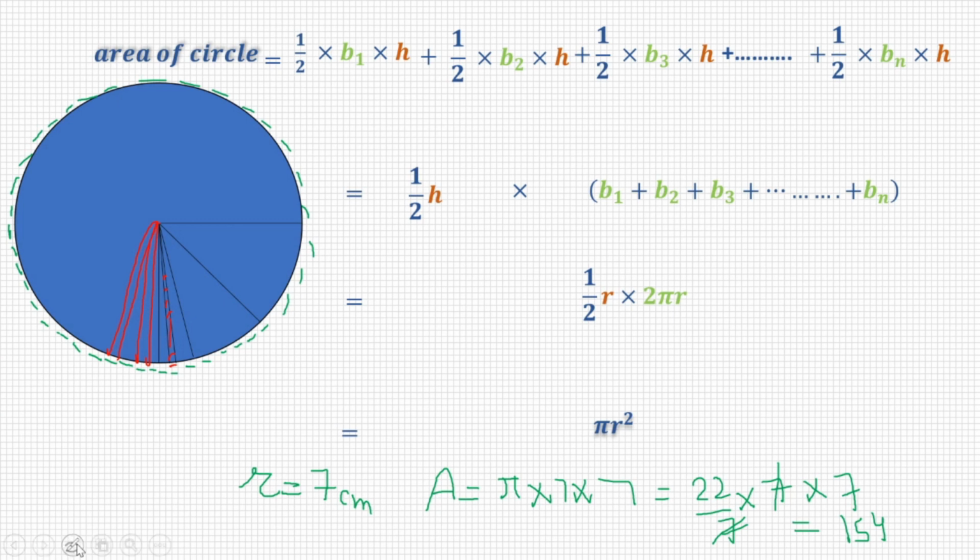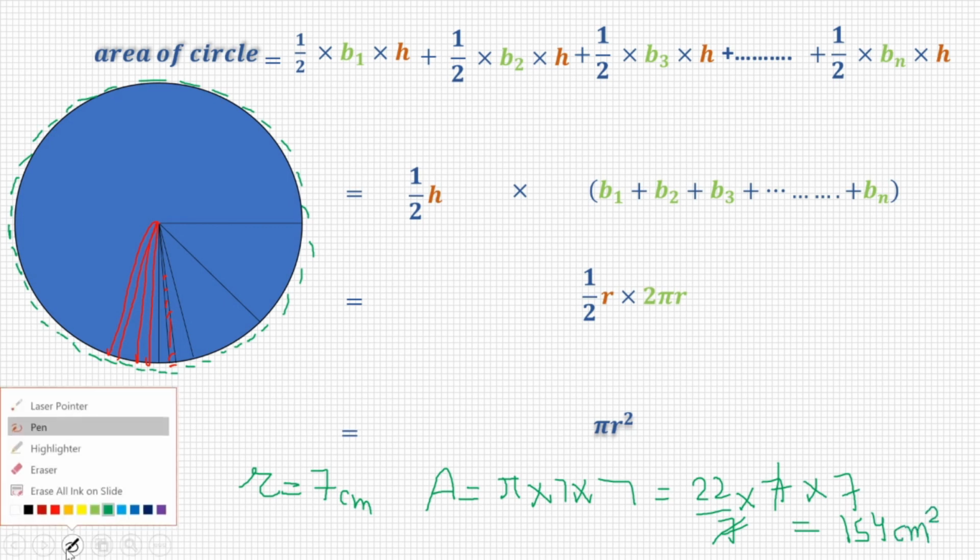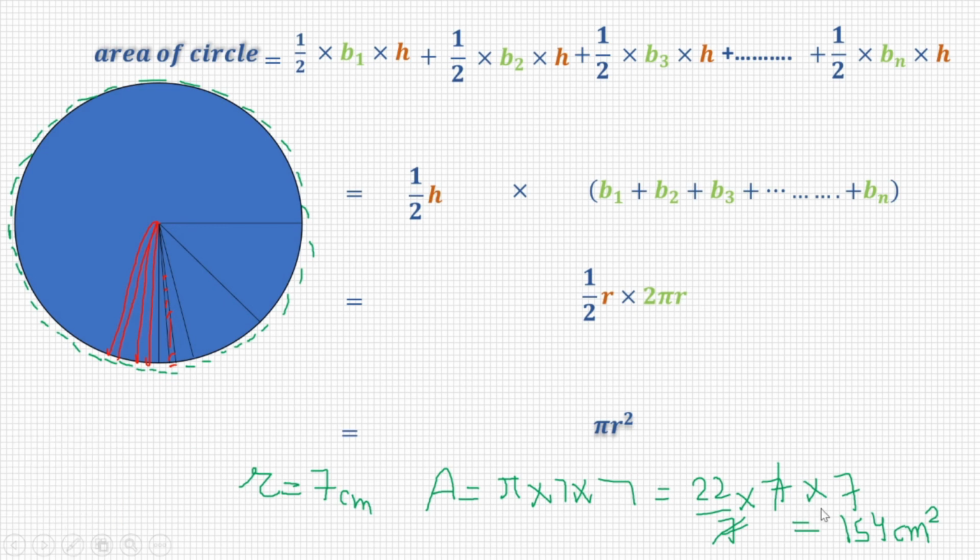Okay, let's write it. What do we mean by this? That means 154 squares of side 1 centimeter can be made inside the circle. At some point there will be a half square, at some point a 3/4 square, but in total there are going to be 154 squares of side 1 centimeter. So this is how we calculate the area of the circle.